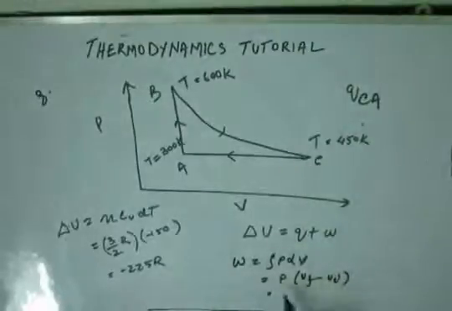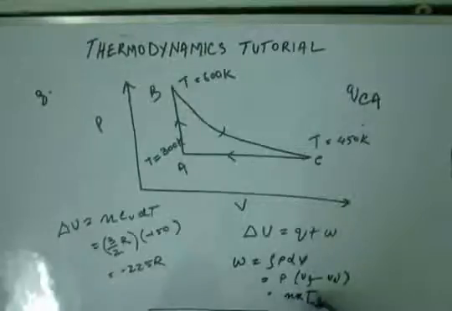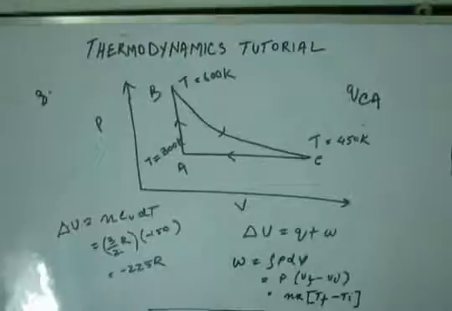So PV final, PV is equal to nRT because it's an ideal gas. We know PV is equal to nRT. So I can replace PVf as nRTf, where Tf will be final temperature, and PVi by nRTi, where Ti will be initial temperature. So this can be written as nR times Tf minus Ti. And Tf minus Ti we know, don't we? Final temperature is 300, initial temperature is 450. So this is equal to minus 150 R.